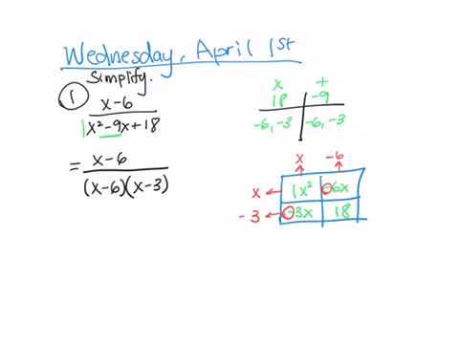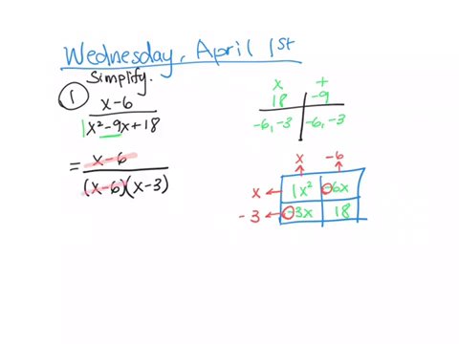Now, as we look at this, remember that we can cancel vertically or reduce vertically here. So if you see anything that looks exactly the same on top and bottom, that can cancel out. So I can cancel this x minus 6 pair with this x minus 6 pair.